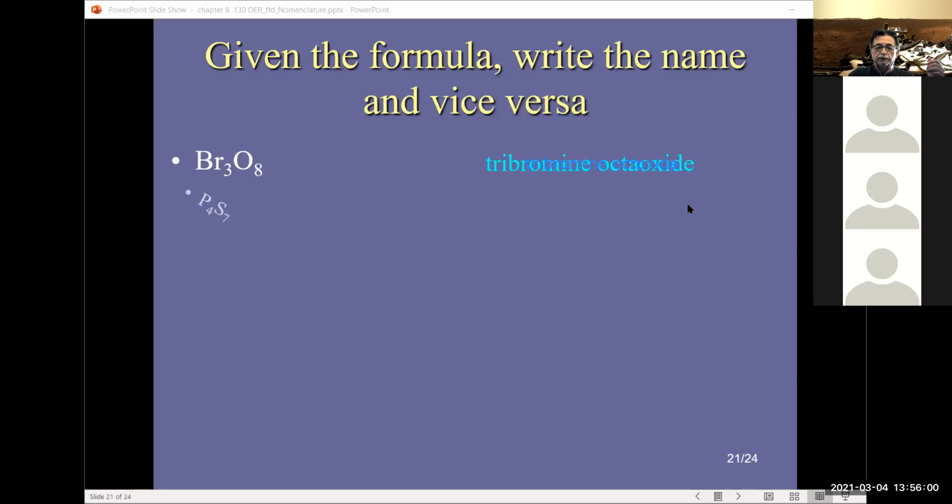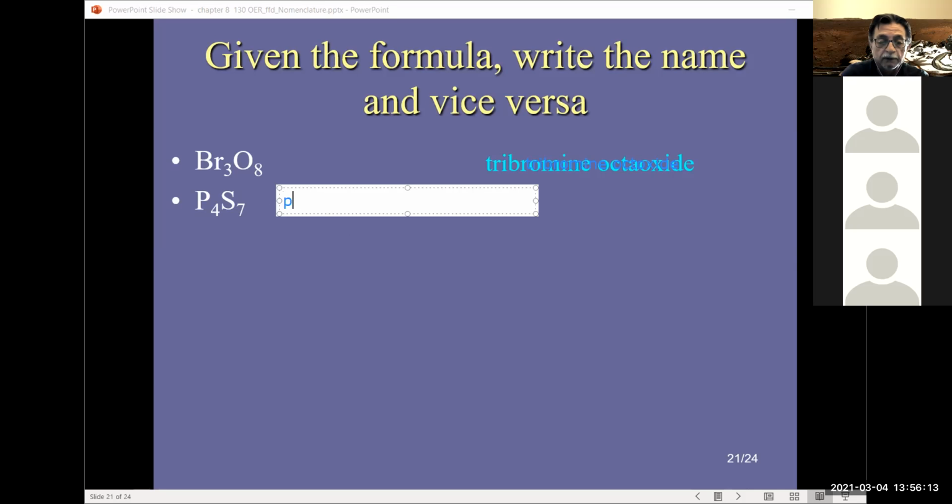All right, next one. Okay, similar scenario. Write down the base name. In this case, we have phosphorus and the sulfur, 7 sulfurs. So those still remain sulfide because they're written after the first atom, so they are bonded to the central atom, or in this case, atoms.